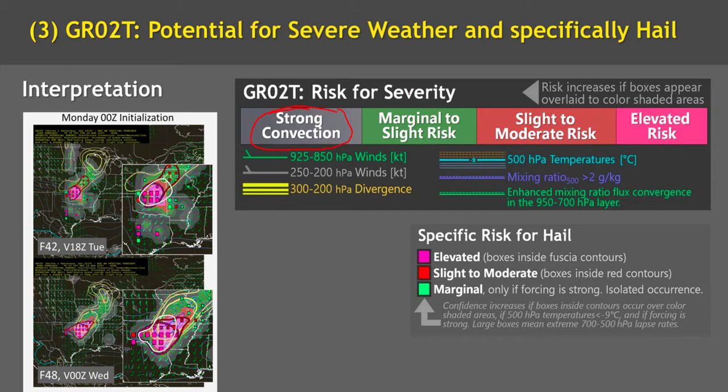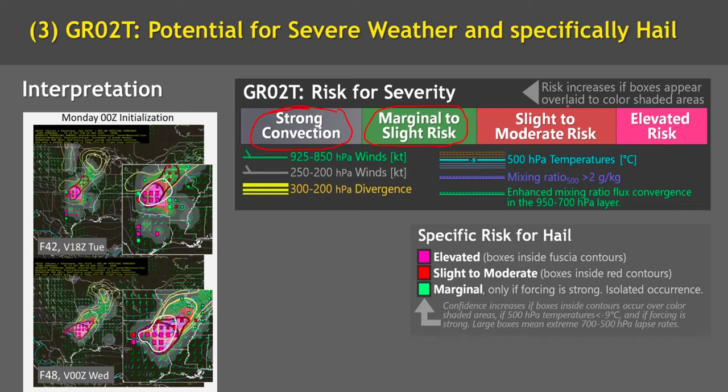Then whenever we start getting into greens, we're still calibrating the algorithm, and again, these algorithms perform a little bit different depending on the latitude and geographic location. But for the most part, whenever you start seeing greens, then you start seeing a marginal to slight risk of severe convection.